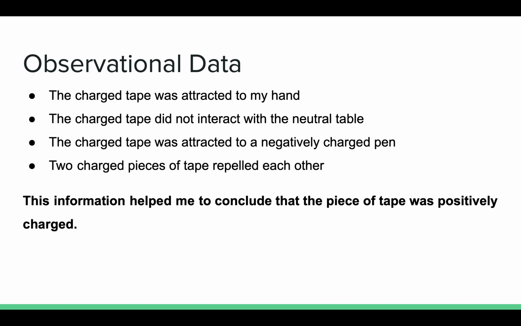Before performing the actual experiment for the lab, we first had to determine the net charge on one piece of tape. To do this, we observed the tape interacting with different objects. From my observations, I found that the tape was attracted to my hand, it did not interact with the neutral table, it was attracted to a negatively charged pin, and it repelled another piece of charged tape. And from these observations, I was able to conclude that the tape was positively charged.